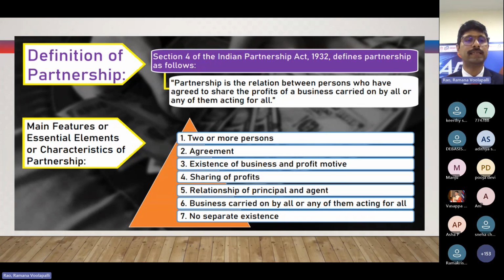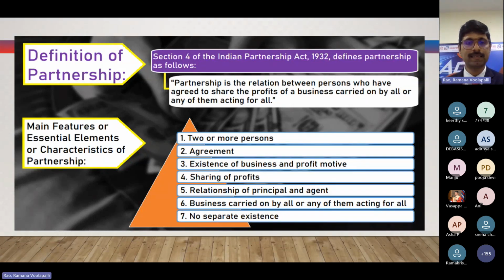The main features or essential elements of the partnership are, we know that proprietorship is a one-man army. Partnership is two or more persons associating with each other to carry out the business. Generally, there will be an agreement between them about the business and the profit sharing, and the relationship is noted as principal and agent. We will try to understand the principal and agent in detail in the later course. Another part is no separate existence is there for this partnership firm, and business carried on by all or any one of them will act.